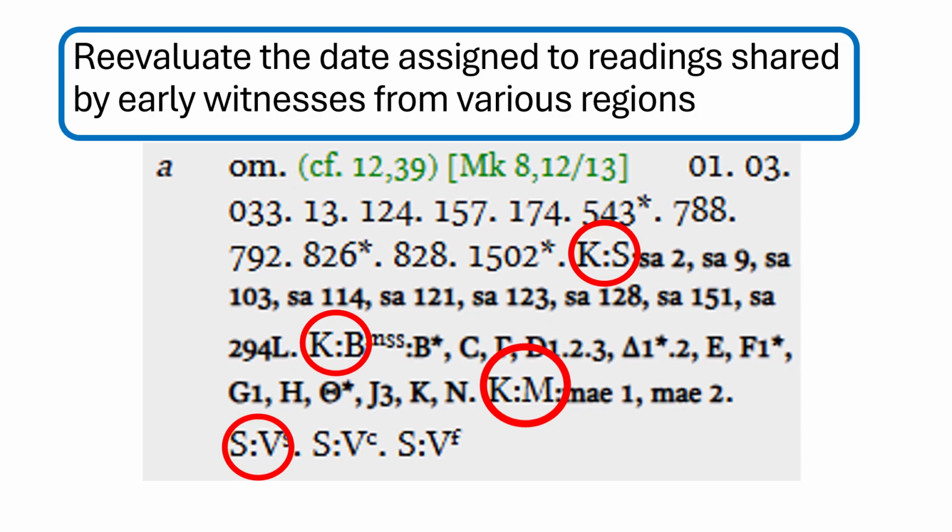The versional evidence shows that reading A was prevalent in Egypt, as attested by the substantial number of Sahidic and Bohairic Coptic manuscripts, as well as 2 Middle Egyptian witnesses. 3 Old Syriac texts also support reading A.